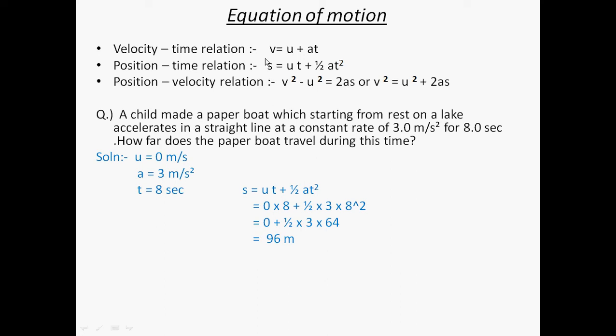So the velocity time relation is v is equal to u plus at, the position time relation is s equal to ut plus half at square, and the position velocity relation is v square minus u square is equal to 2as. Okay, so these are the certain relations on which certain numericals are based.